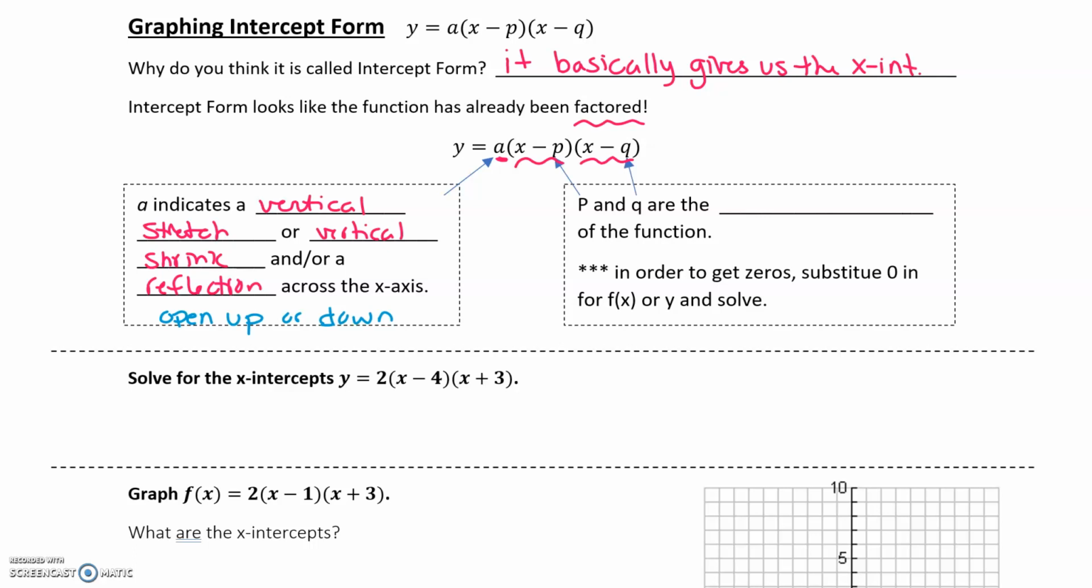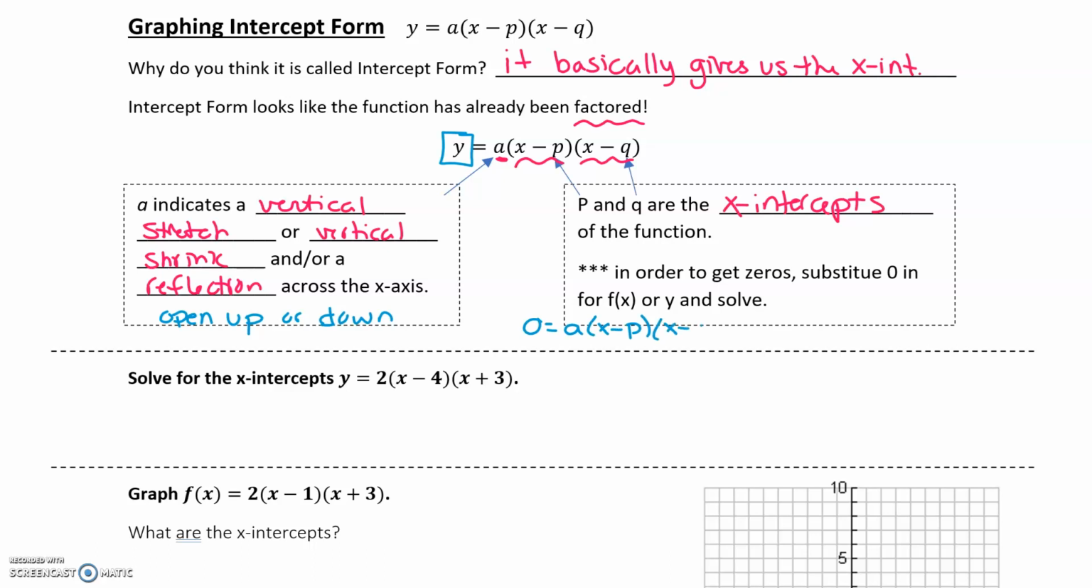Okay. Over on the right-hand side, P and Q, these are the x-intercepts of the function. So in order to get a 0 or x-intercept, we can substitute 0 in for the f of x or the y, and then we solve. So if we did this on this problem right here, if I put a 0 in place of the y, that would be this piece right here, then I would have 0 equals a times x minus p times x minus q.